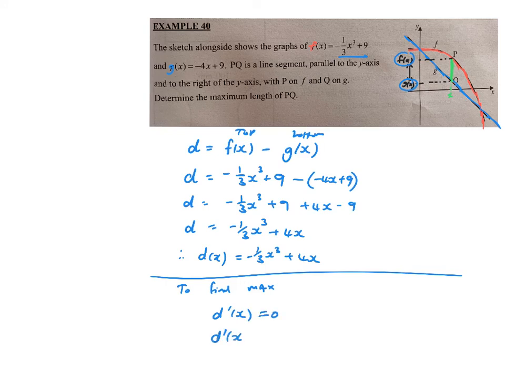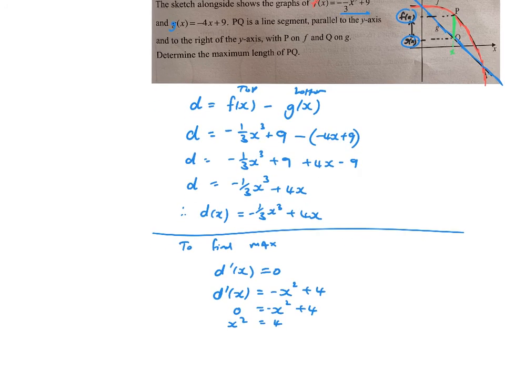So what is the derivative of the function here? What is 3 times minus a third? It is minus 1x squared. Hopefully that makes sense. And what is the derivative of 4x? That is equal to plus 4. Equal that to 0, and we've got x squared is equal to 4. All right, and then what is x equal to? x is equal to plus or minus 2.